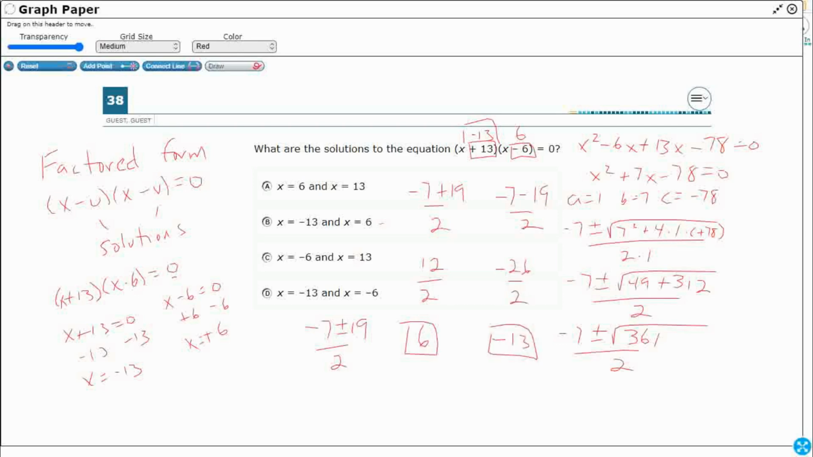All right, so any way you do it, whether you just use this factored form, you immediately see the u and the v, or whether you solve for x by setting each of those factors to 0, either way your answer here is going to be B.